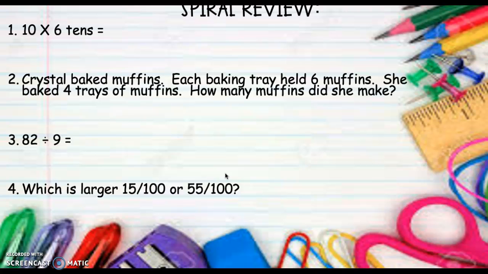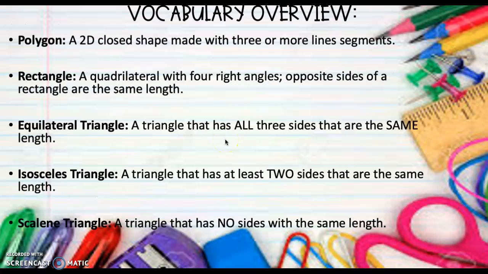The next one says 82 divided by 9. And your number 4, or your last one for this one, says which one is larger? 15 100ths or 55 100ths. Which one is larger? All right, and here's just a quick little overview of your vocabulary.